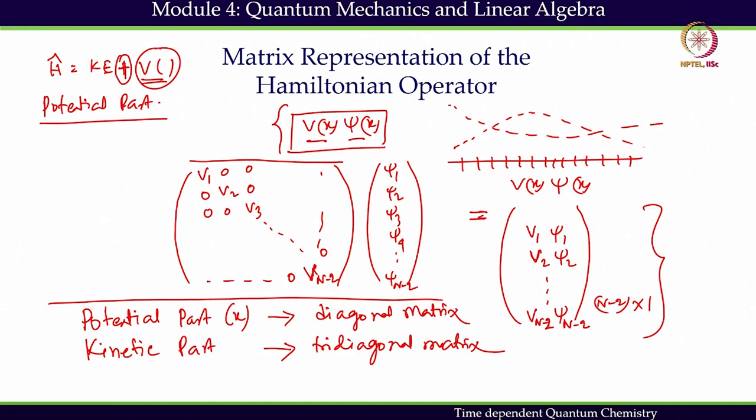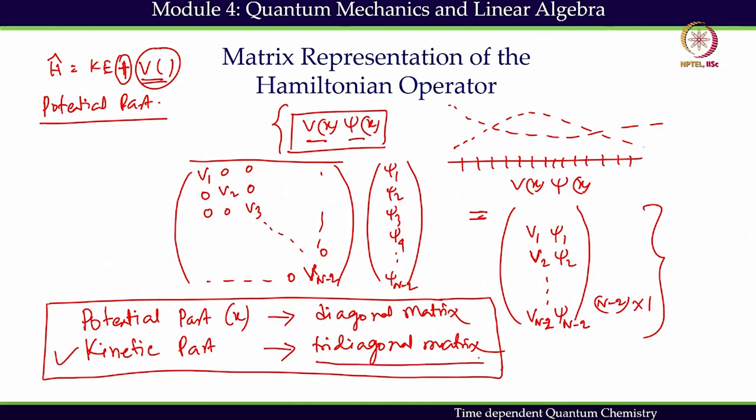So this is something which we should remember: under grid representation, with the help of the pseudo spectral basis and using the finite difference method, one can represent the kinetic energy part of the Hamiltonian as a tridiagonal matrix and the potential part as a diagonal matrix.